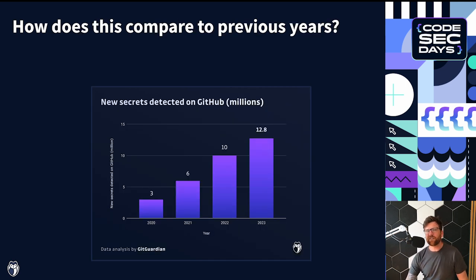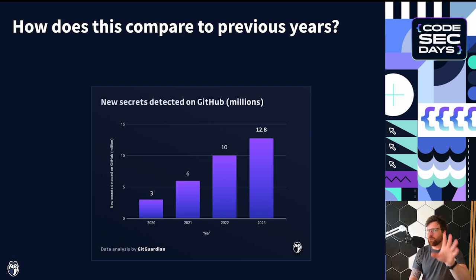What we're also seeing is that this problem is really growing. In 2020, the first year we did this study, we found 3 million credentials. In just 3 years, this has grown astronomically to 12.8 million credentials. So the problem is getting bigger and bigger. This is also because the number of people using GitHub is getting bigger, but we're just leaking a lot more secrets now. And it's very, very interesting.